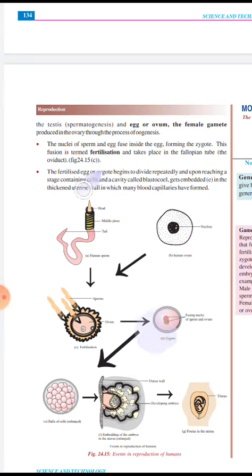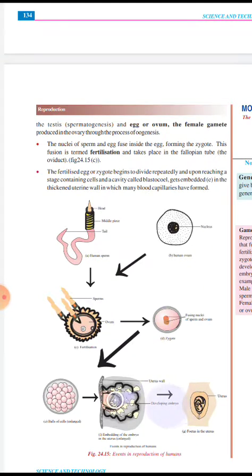Then the fertilized egg, or zygote, begins to divide repeatedly, and it reaches a stage called the blastocyst. Then this blastocyst gets embedded into the thickened uterine wall in the female. After it gets embedded, finally the fetus grows, and the baby is born. So this is the process.